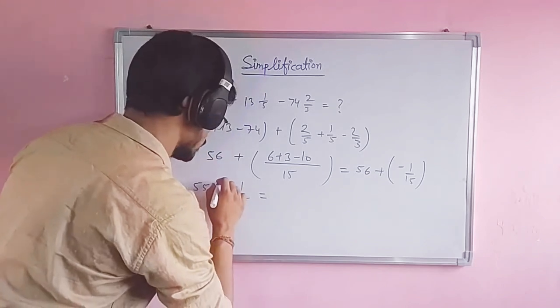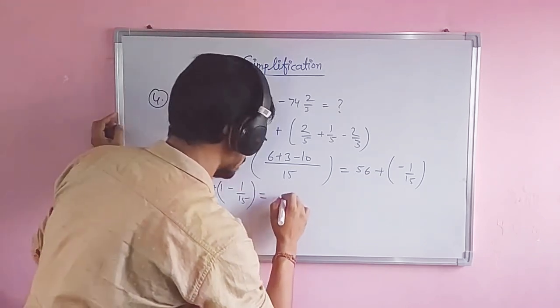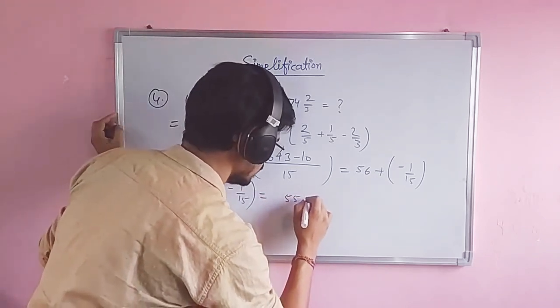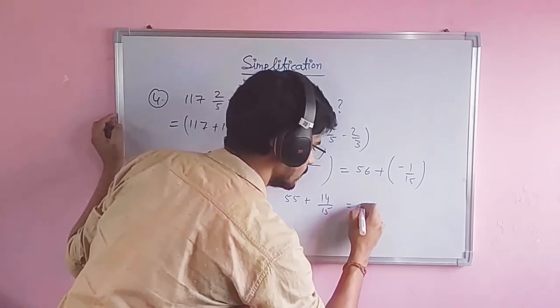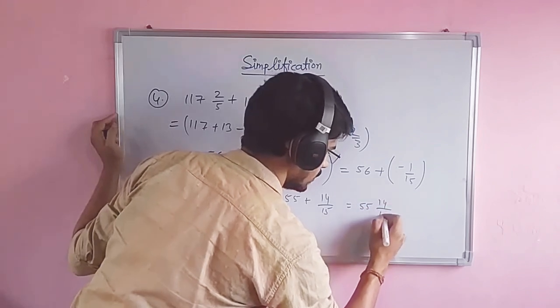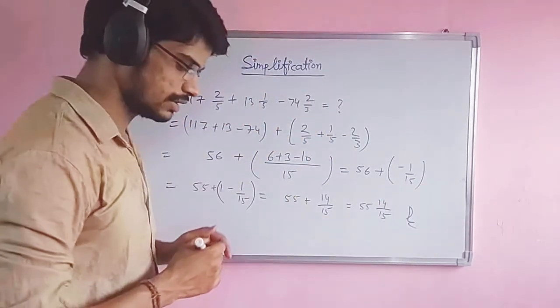Now subtract these values, that is 55 plus 14 divided by 15 is equal to 55 14/15. That is the answer of this question.